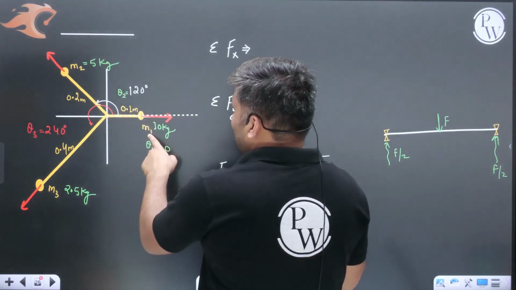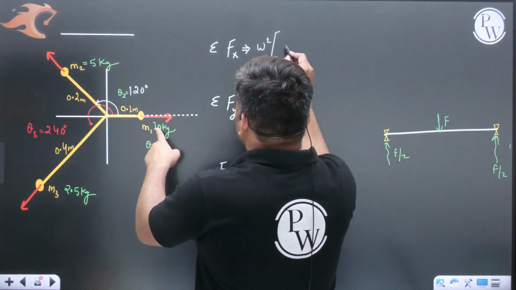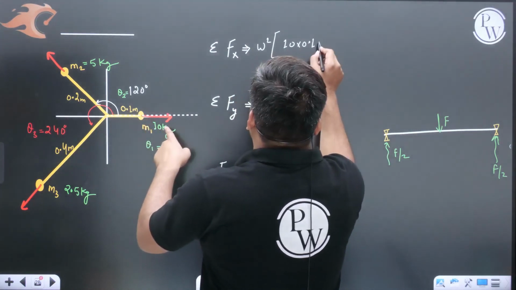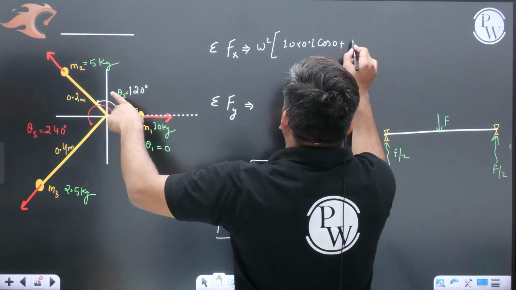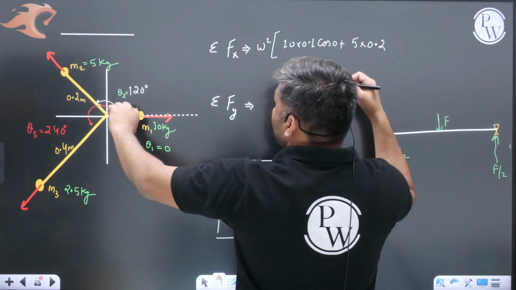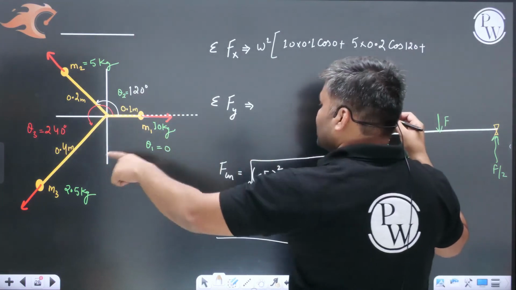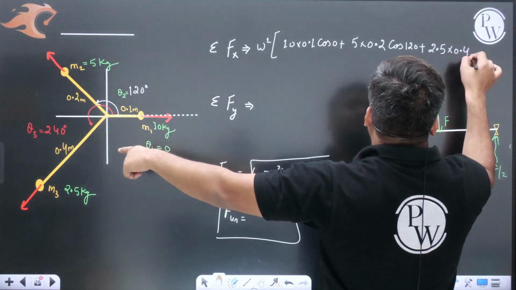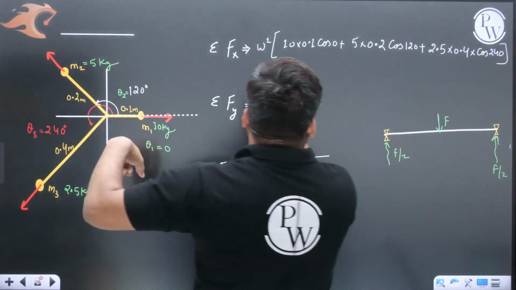m1 r1 ω². Omega square we take common. m1 r1, how much is m1? 10. How much is r1? 0.1 cos 0 plus, this cos component how much will it be? m2 r2. How much is m2, beta? 5. r2 is 0.2. How much is cos 120, plus m3. How much is m3? 2.5. r3 is how much? 0.4 cos 240. Find out how much is this value, beta. What value is coming?